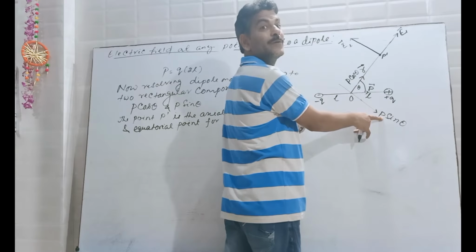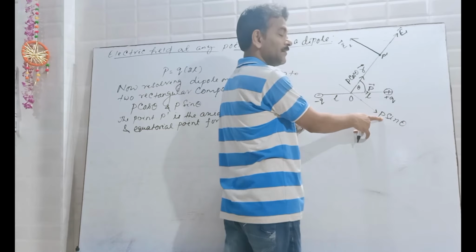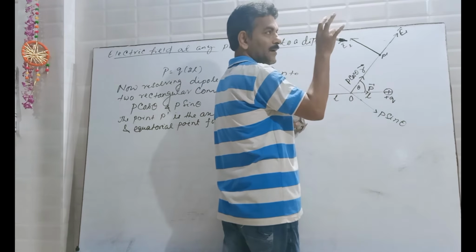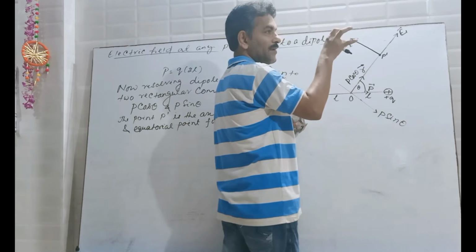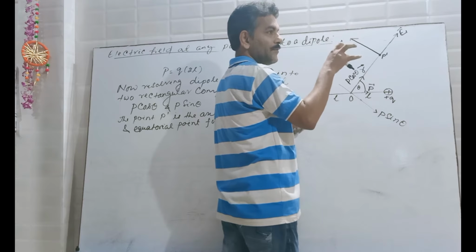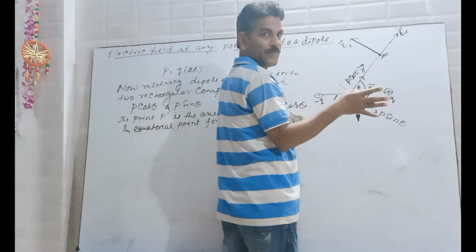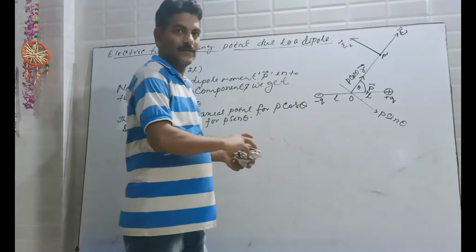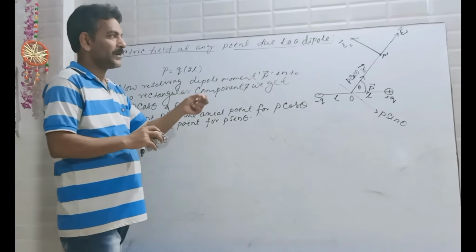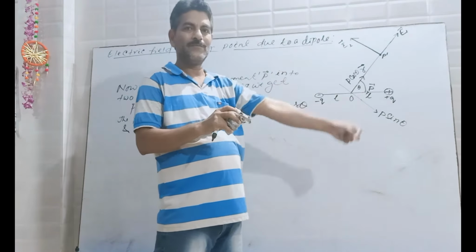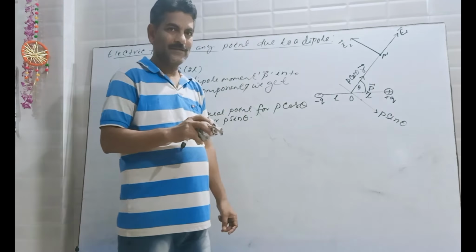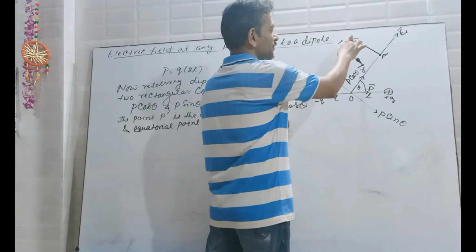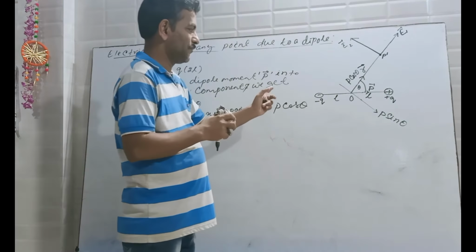Anti-parallel to dipole moment. You remember? In the last two classes, we have read that the resultant electric field at an equatorial point due to a dipole is anti-parallel to the dipole moment, and for an axial point it is parallel to the dipole moment. Here we are using the previous two formulas. So E2 is the electric field due to P sin theta.